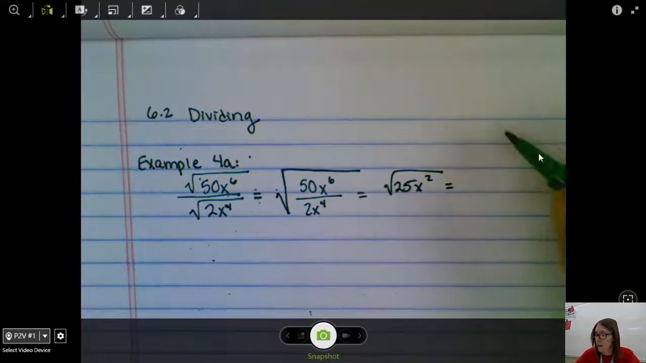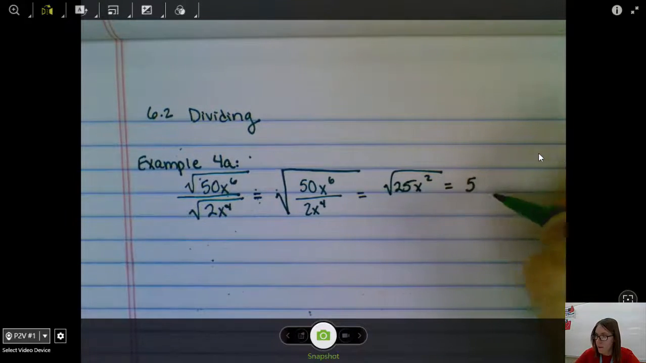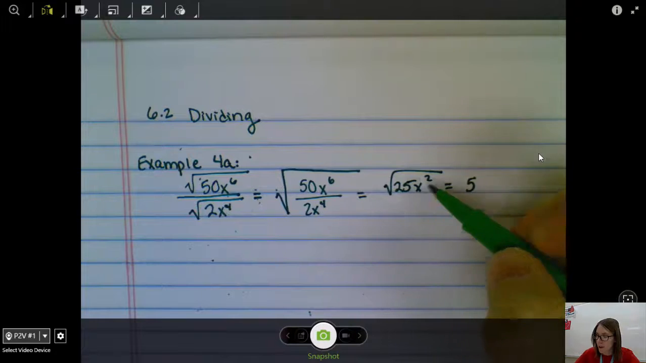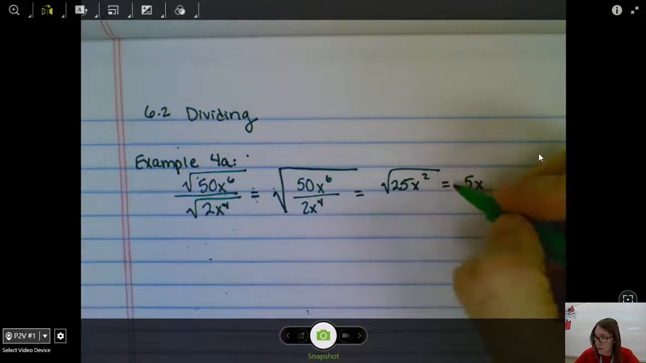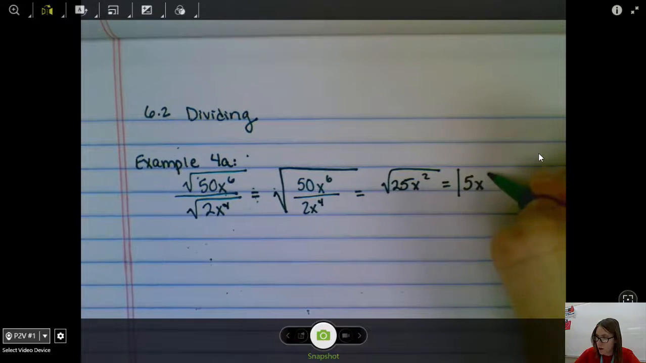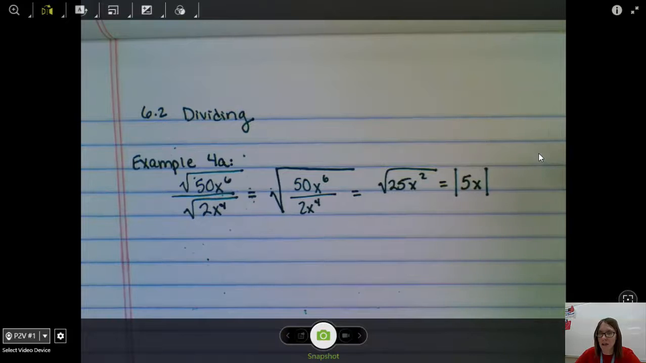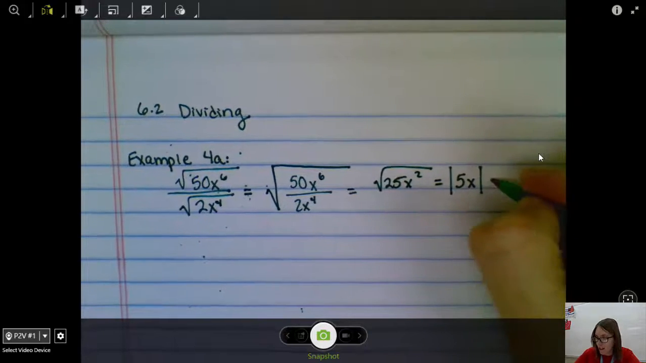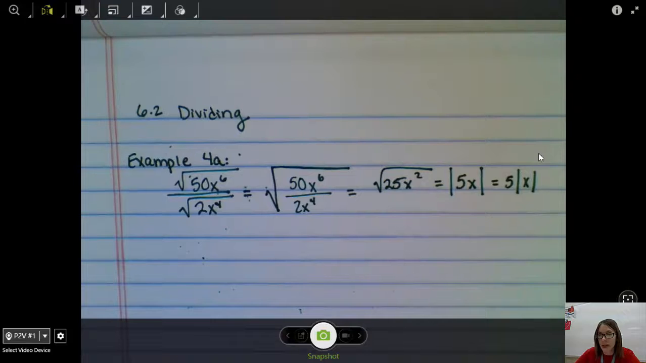Now to simplify this a little bit more, we have the square root of 25 is 5. The square root of x squared is x. And since we had a square root, an even root, we need to think about our absolute value here. In this case, 5 is always going to be positive. That 5 doesn't need to be in the absolute value. 5 times the absolute value of x.